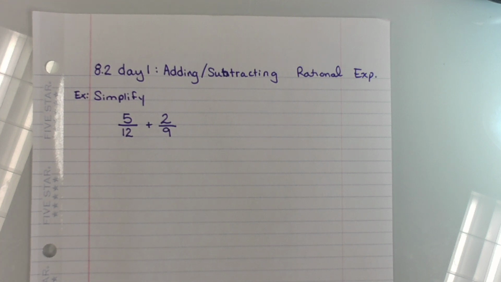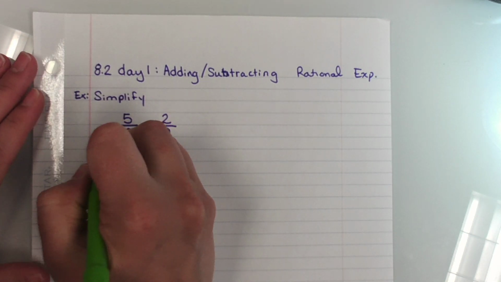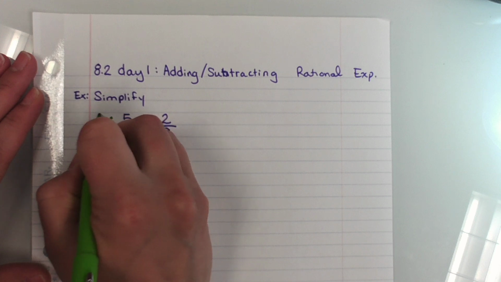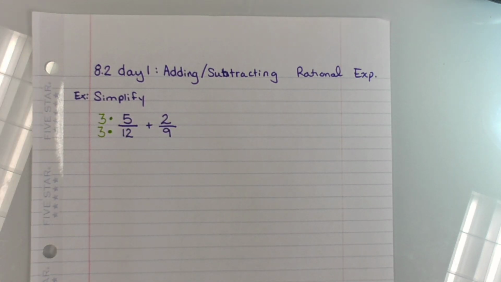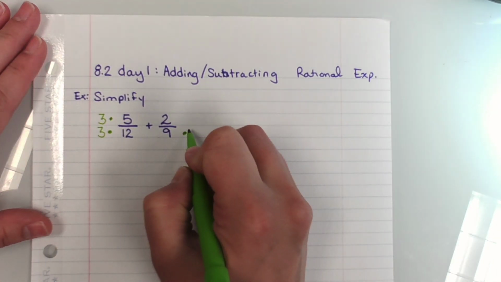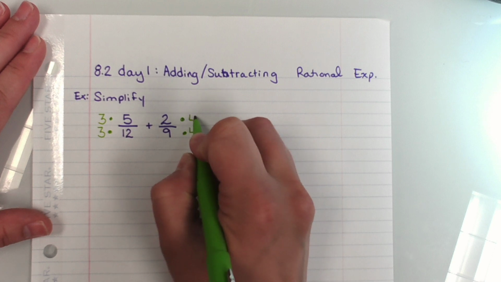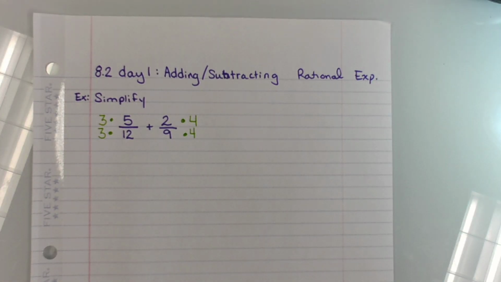How do I turn 12 into 36? What do I multiply by? 3. What about 9? 4. And if you multiply one side of the fraction, you have to multiply the other side of the fraction.